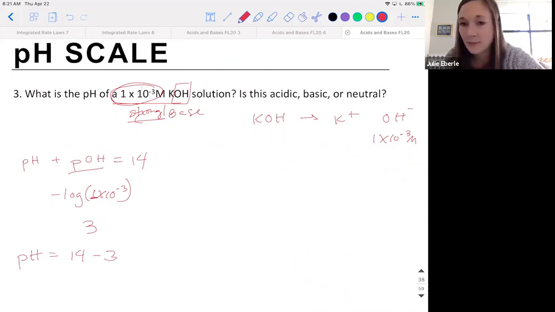pH equals 14 minus pOH, and our pOH is 3 here. So pH equals 11.